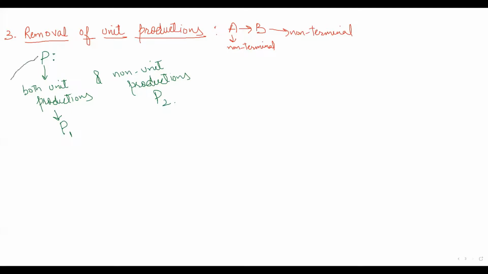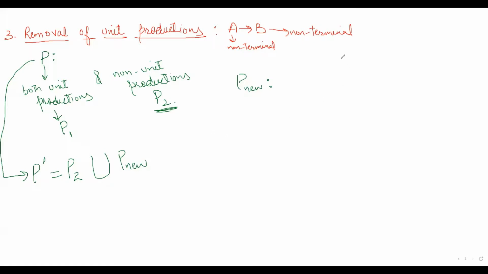And now from this grammar, we have to generate a new grammar, P dash. So this P dash will contain all these non-unit productions, P2. The unit productions should not be there in this new P dash. But by removing these productions, we may have to add new productions. So what will be these new productions?